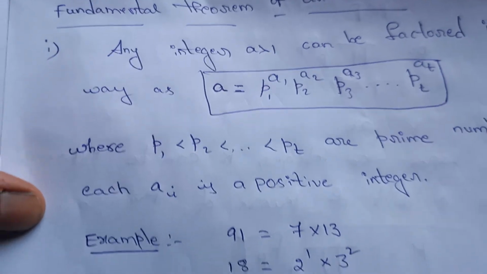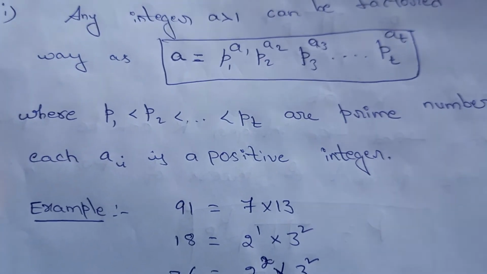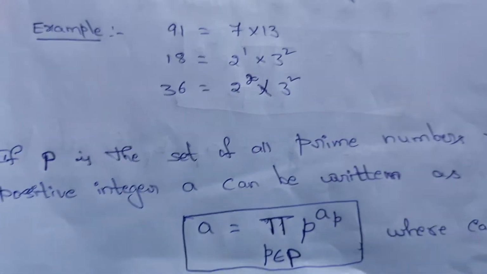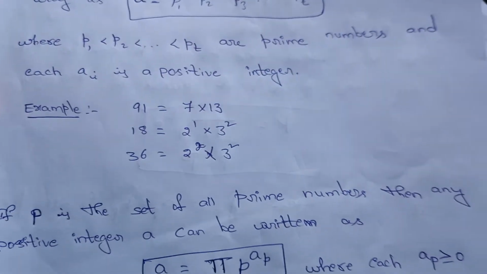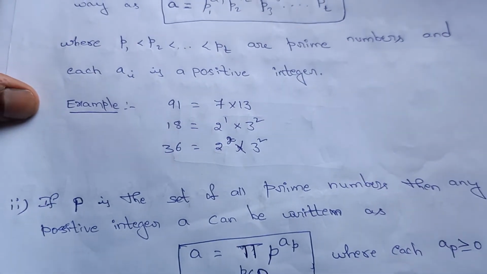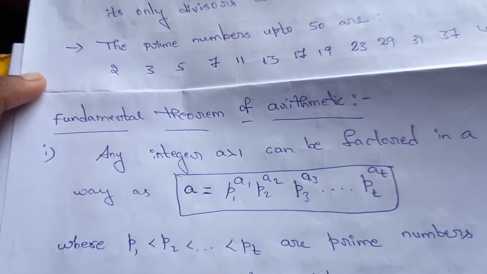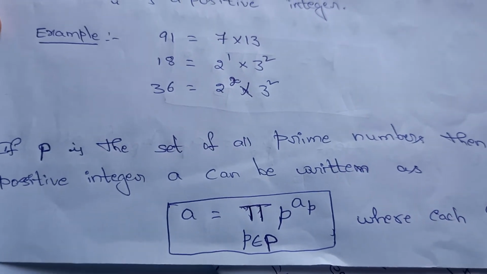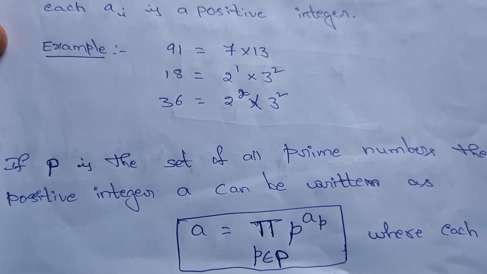We can also write this equation in another way. Here we have considered the product of prime numbers, right? Like that, here also we are considering the product of prime numbers. If P is the set of all prime numbers, then any positive integer A can be written as follows. Here we have taken p1 into p2 into p3 like that. In another way we can write the same product. You know, we represent the product with the symbol pi.